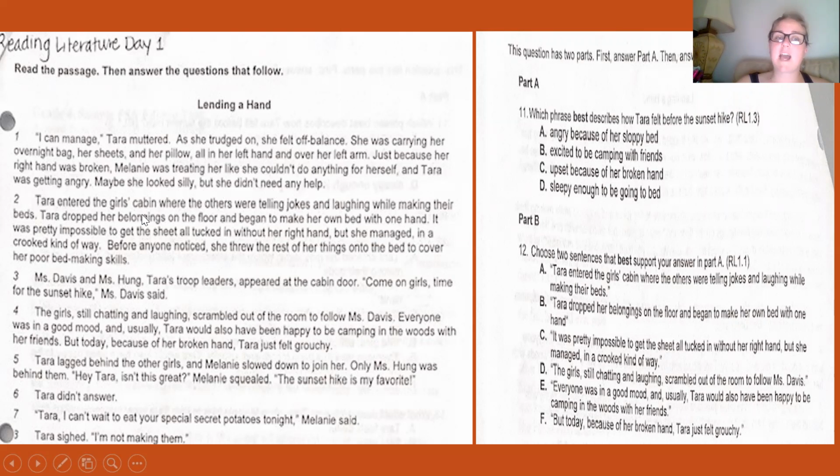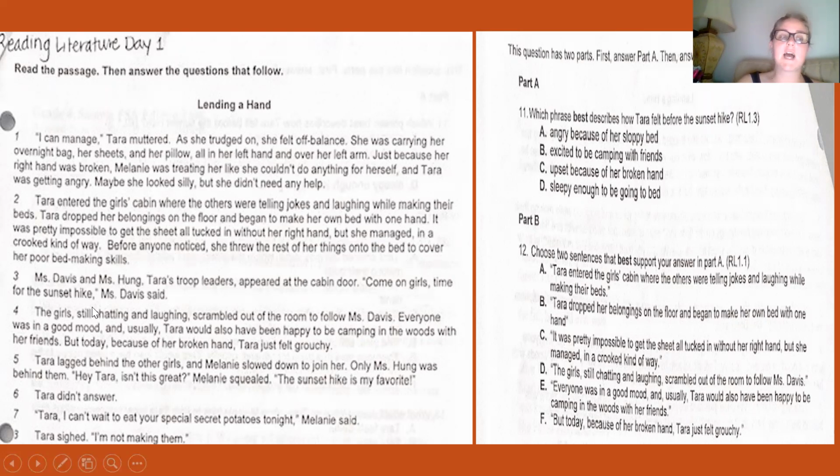Tara entered the girls' cabin where the others were telling jokes and laughing while making their beds. Tara dropped off her belongings on the floor and began to make her own bed with one hand. It was pretty impossible to get the sheet all tucked in without her right hand, but she managed in a crooked kind of way. Before anyone noticed, she threw the rest of her things onto the bed to cover her poor bed-making skills. Miss Davis and Miss Hung, Tara's troop leaders, appeared at the cabin door.